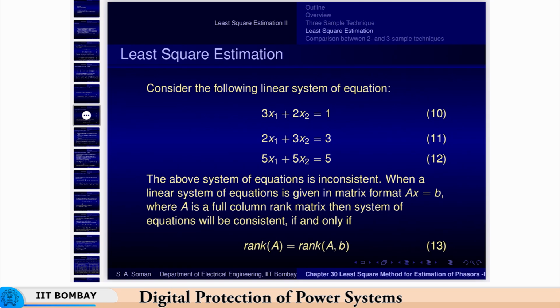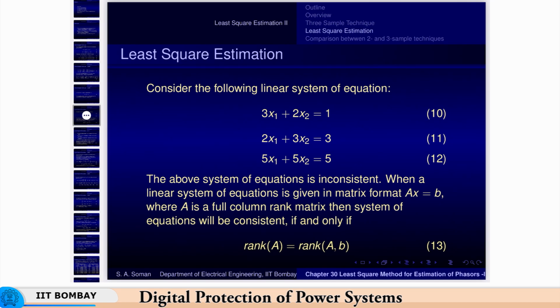So, if the last equation was 5x1 plus 5x2 is equal to 4, then the rank of A here in this case is 2, because the maximum rank can be 2, since the number of columns here is 2, though the number of rows is 3. So, the third equation is redundant in this case. But when you augment it, it becomes 3 2 1, 2 3 3, and 5 5 5. If it was 4, then it would become 5 5 4, in which case the last row would be linearly dependent on the other 2. So, the rank of that also would be 2.